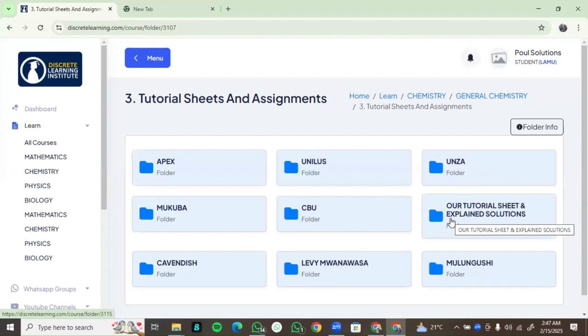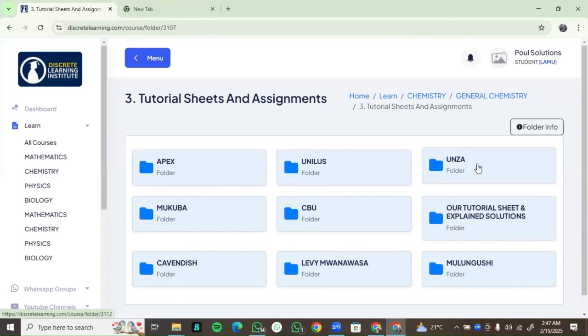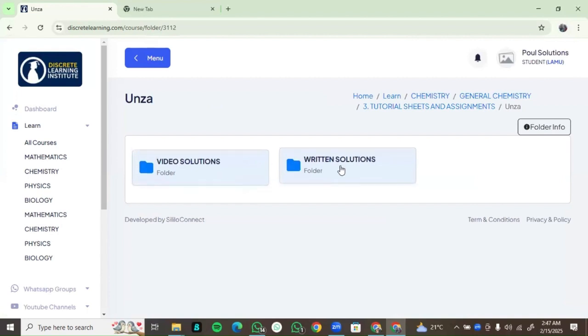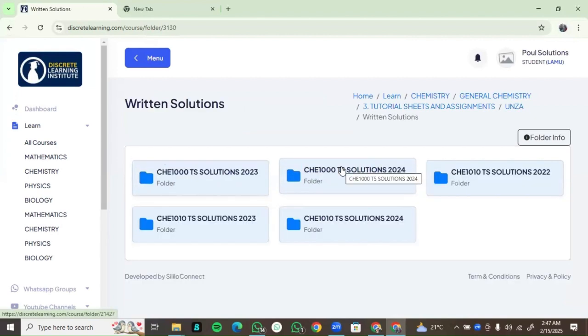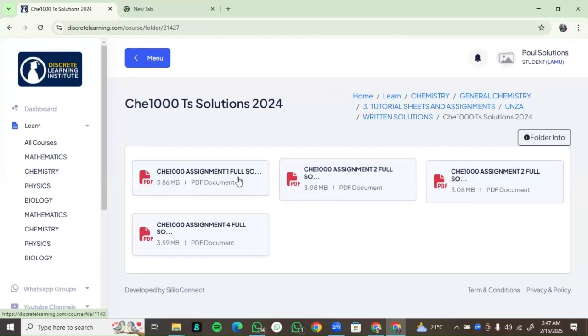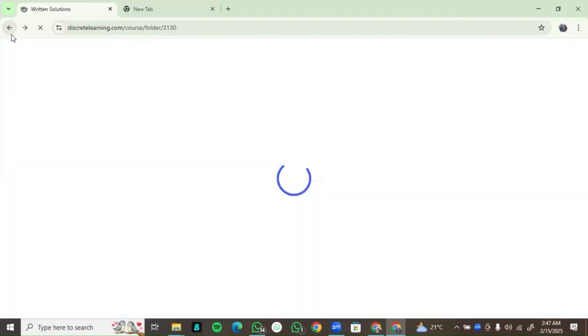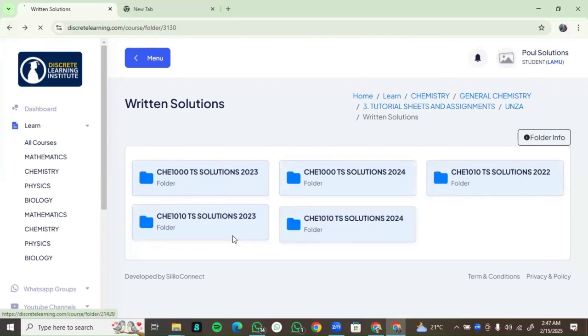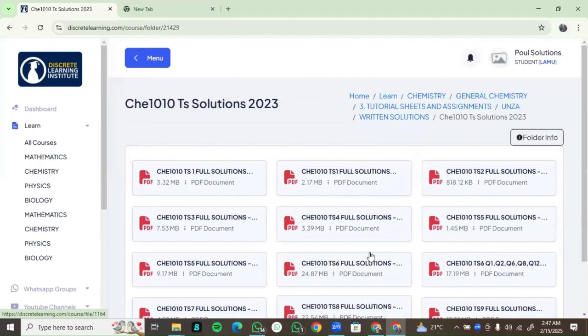Okay, so depending on the university where you're coming from. For example, if I open UNZA, I'm going to find video and written ones. If I go to the written ones, I'm going to find their tutorial sheets for their courses there. I go here, I'm going to find those tutorial sheets, written solutions. If I go maybe there, I'm going to find all these tutorial sheet written solutions.